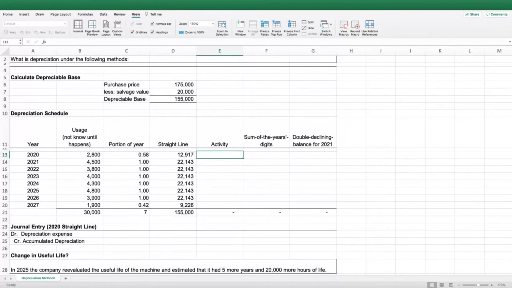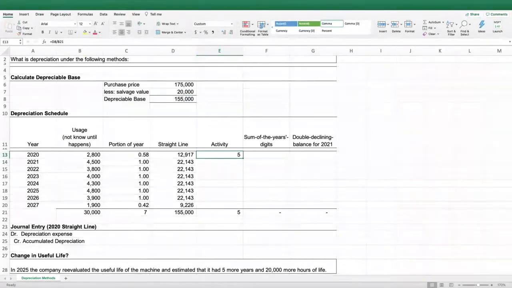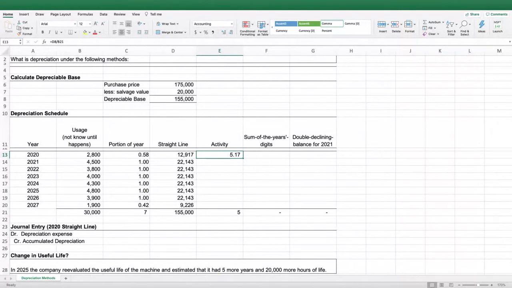So that is how we're going to do this. For the activity method, I'm going to take my depreciable base divided by my total activity of 30,000 hours. That means I will have $5.17 for every hour that I use this asset.